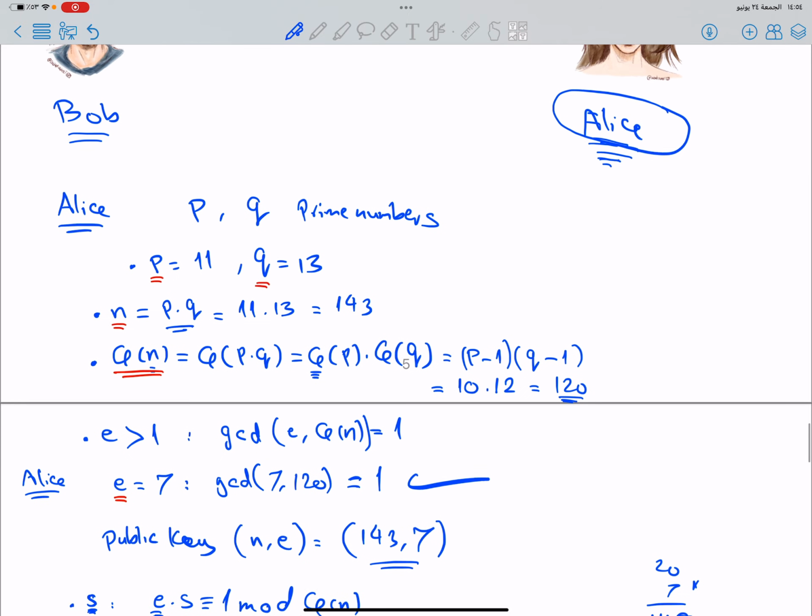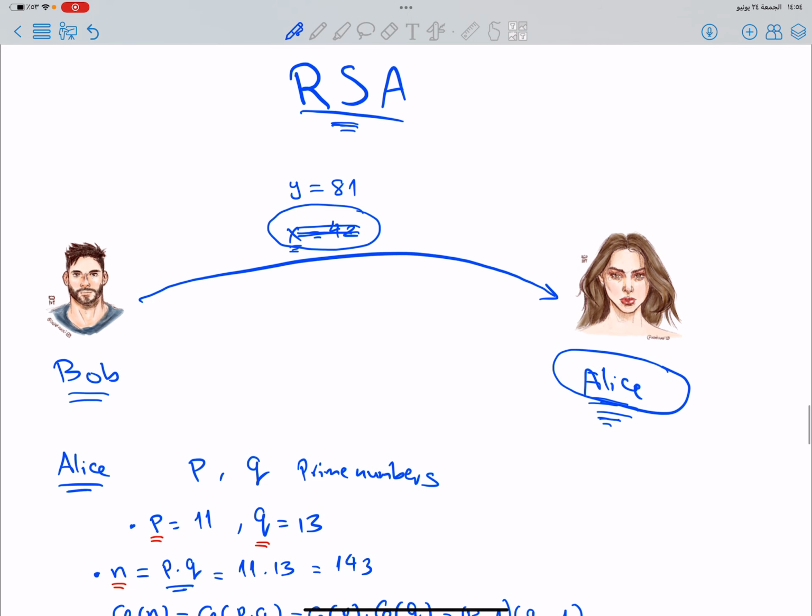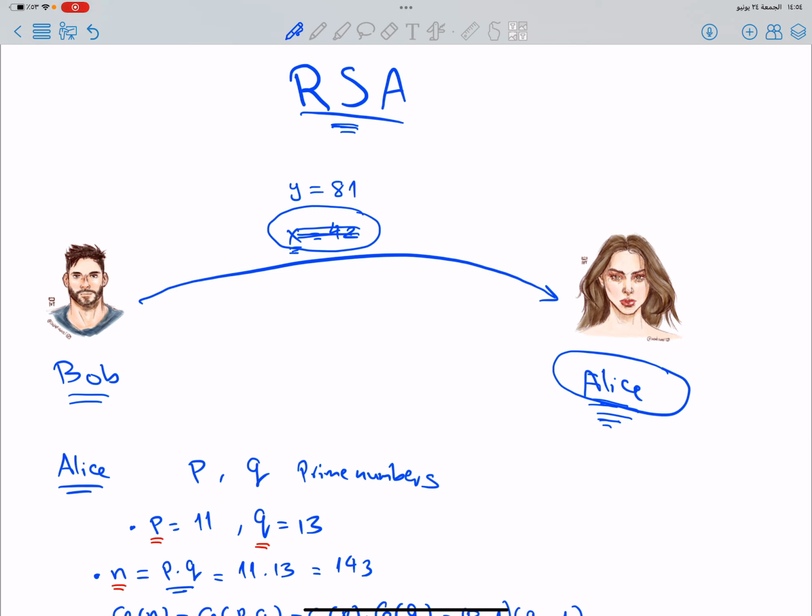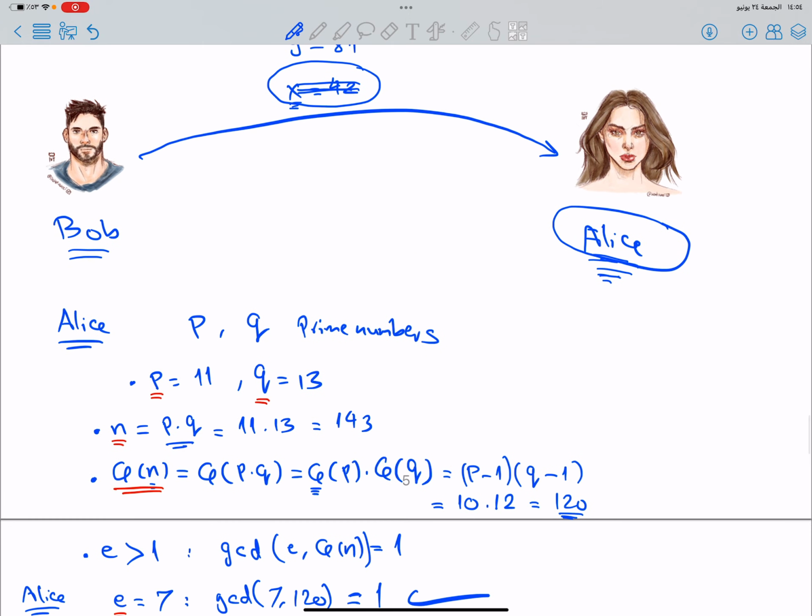And it's the RSA encryption algorithm. And this is very important in cybersecurity, and I hope you understood the lesson. And very sorry about my English. My English is not so good, but I hope you get the idea.